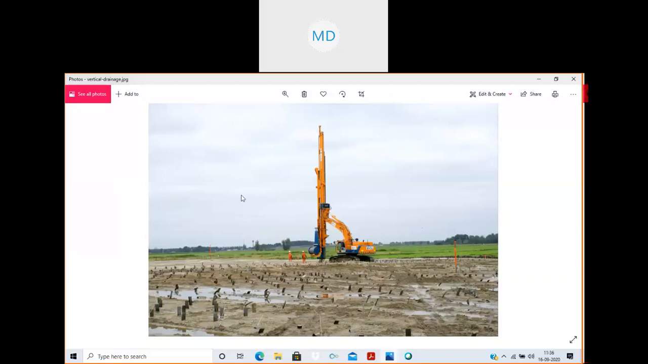Okay, so is it clear about vertical drains? From the image, I guess it is clear to all. Please respond yes, no, something. Okay.